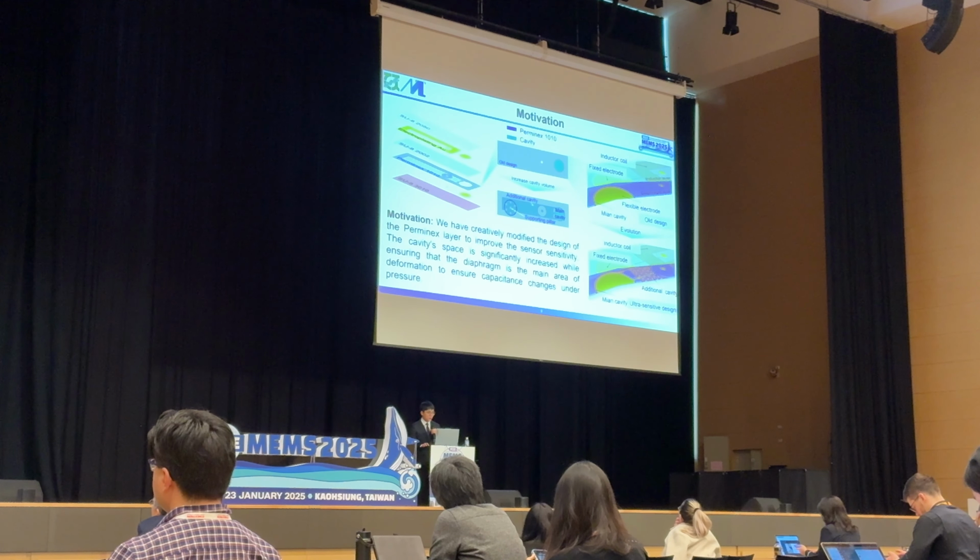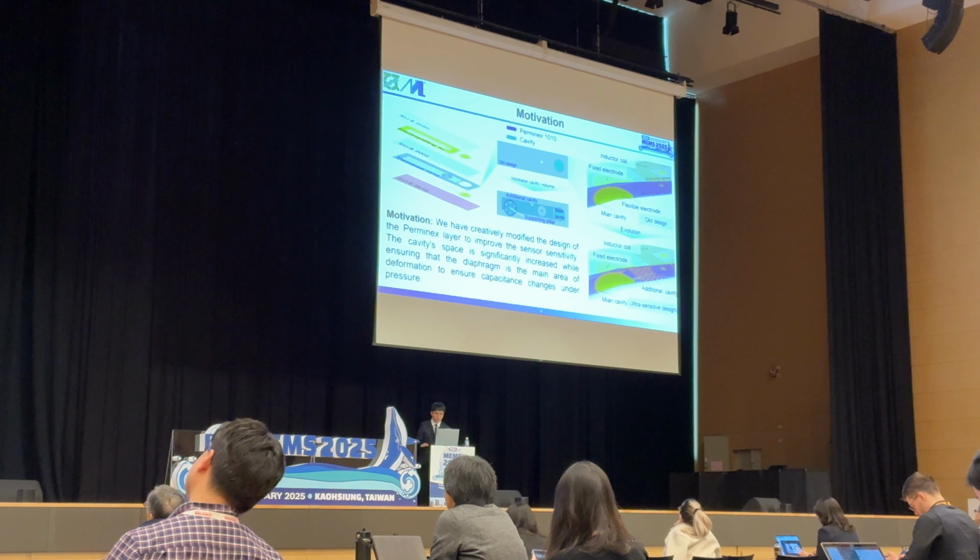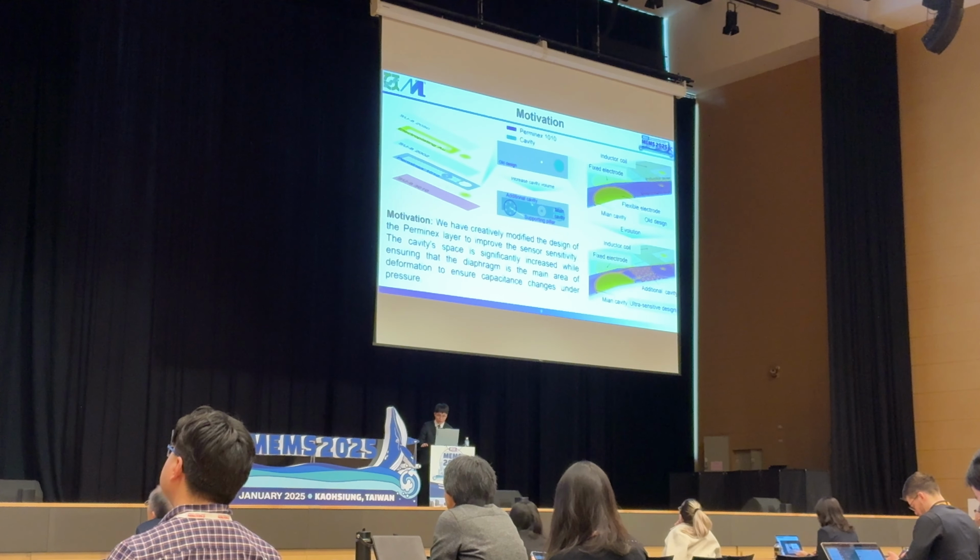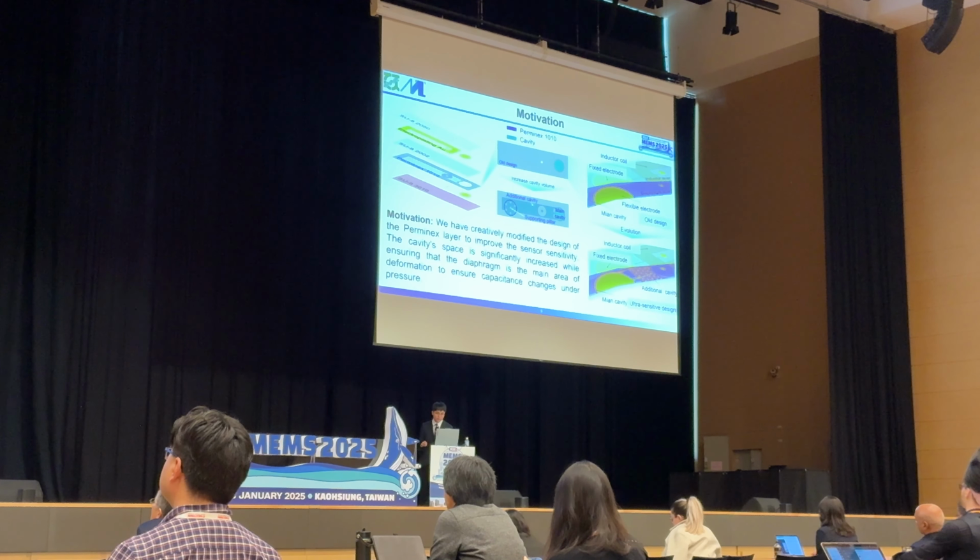Thus, we propose our sensor. First, we show our sensor structure. Here we can see that the sensor's cavity volume is defined by the permanent layers. When we focus on the whole design of the permanent layers, we only define the cavity volume on the flexible electrode area. So in order to create more cavity volume, we redesign the permanent layers to utilize the extra area.